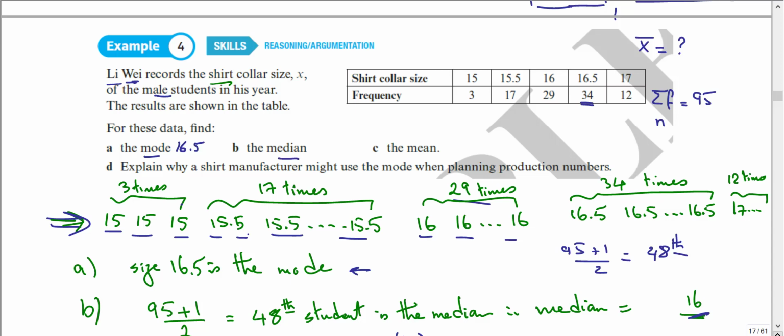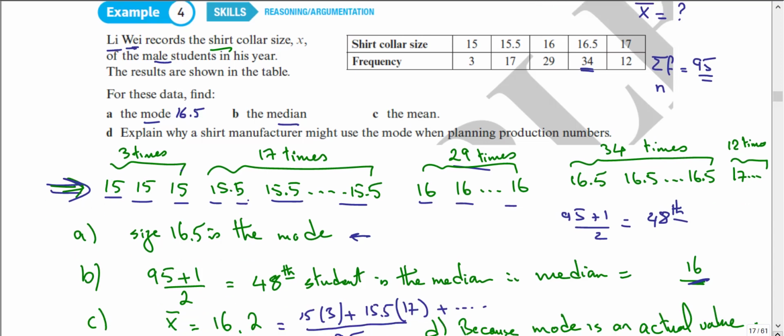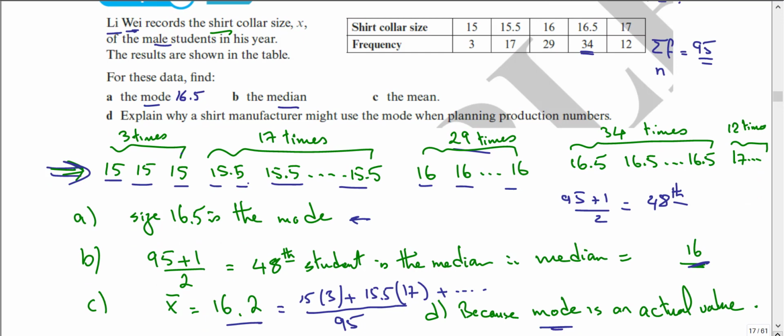How would you know the median? Now pay attention. What's the total number of frequencies? 95. It means how many students do we have? 95 students. Good. How to get the median of 95? You do it this way. Ask yourself, is it odd or even? 95 is odd.